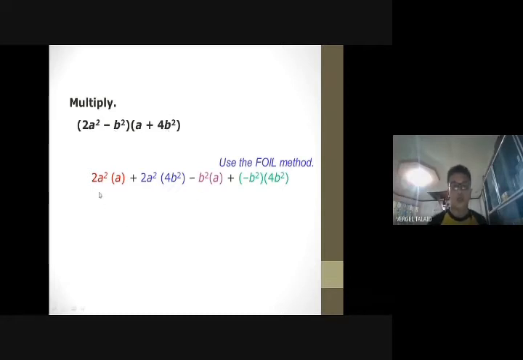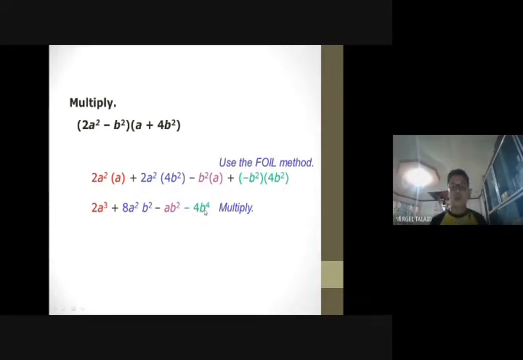So what is 2a squared times a? 1 times 2 is 2a cubed. 2 times 4 is 8, copy a squared b squared. Negative 1 times 1 is negative 1, copy ab squared. You are going to arrange this by the commutative property, so b squared a is equal to a times b squared, so ab squared. Negative 1 times 4 is negative 4b squared.